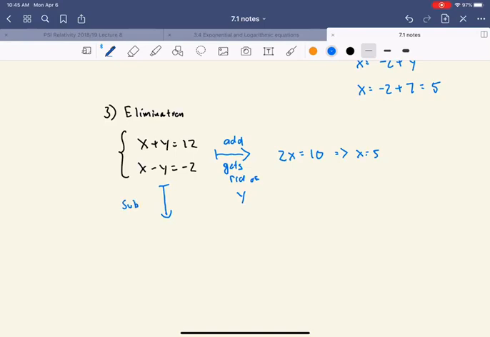But I'm in the habit of just doing the elimination twice. So I'm going to subtract them. When I subtract them, that's going to get rid of the x's, right? So subtraction gets rid of the x's, and I'm going to get 2y equals 14, and y equals 7. So we get 5 comma 7 again. And this will work better as our problems get more complicated.